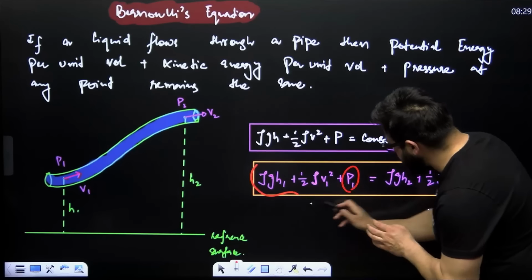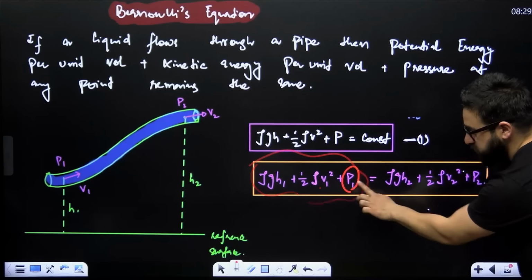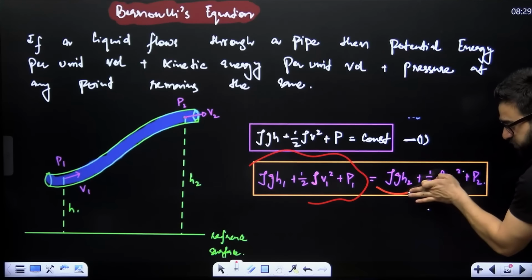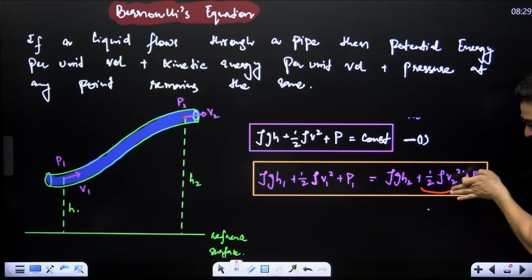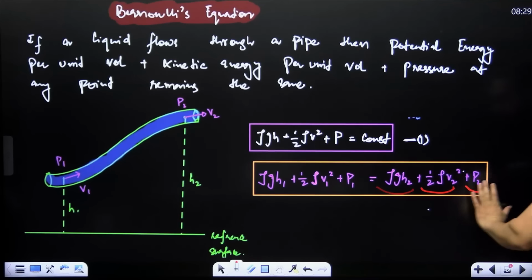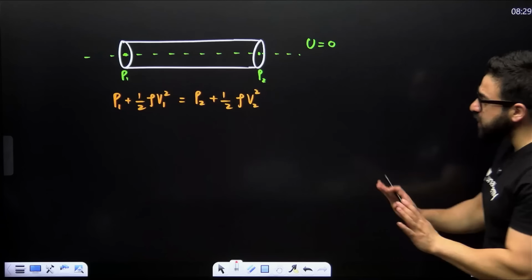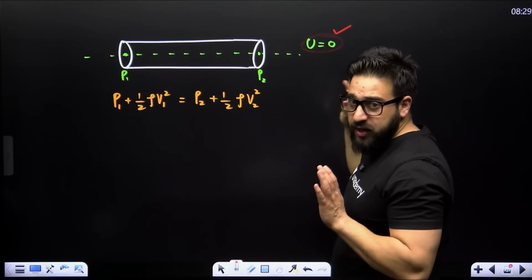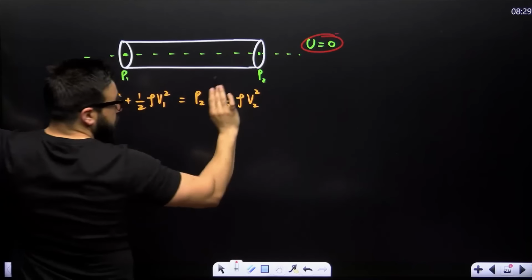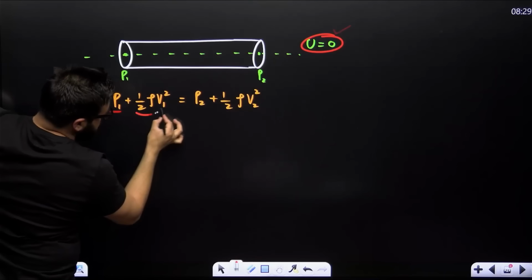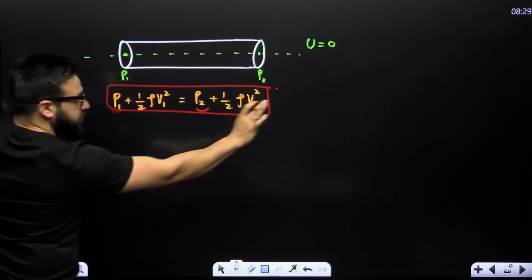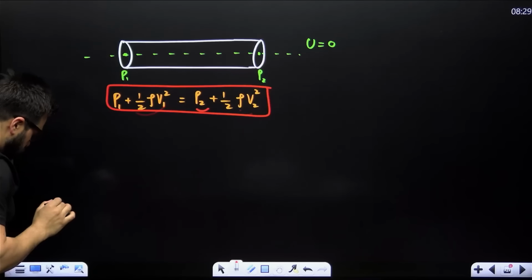So these three things will remain constant. Whatever is the potential energy per unit volume at this point, kinetic energy per unit volume plus pressure, it will remain the same at the next point. In case of a horizontal pipe, we assume potential energy to be 0, because we consider this on the reference line. In case of horizontal pipe, this P1 plus this will be equal to this and this. So here potential energy per unit volume will be 0, only kinetic energy per unit volume will be there.